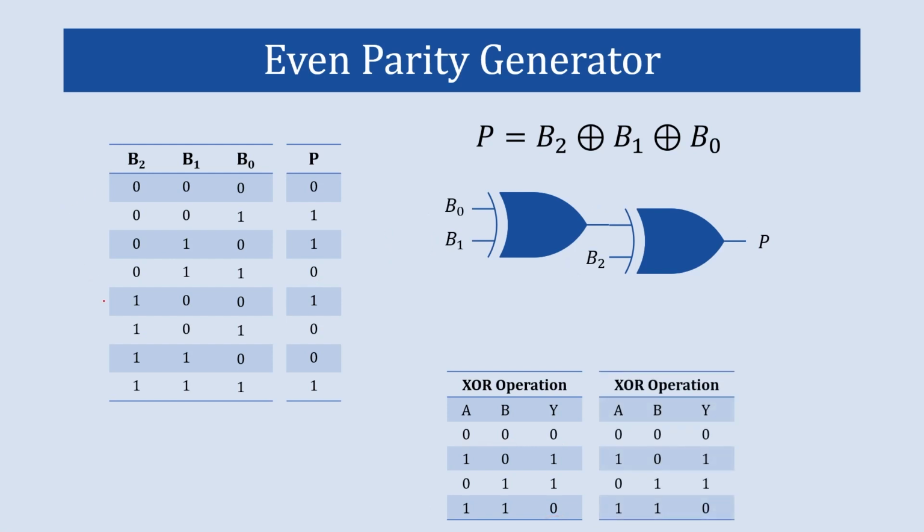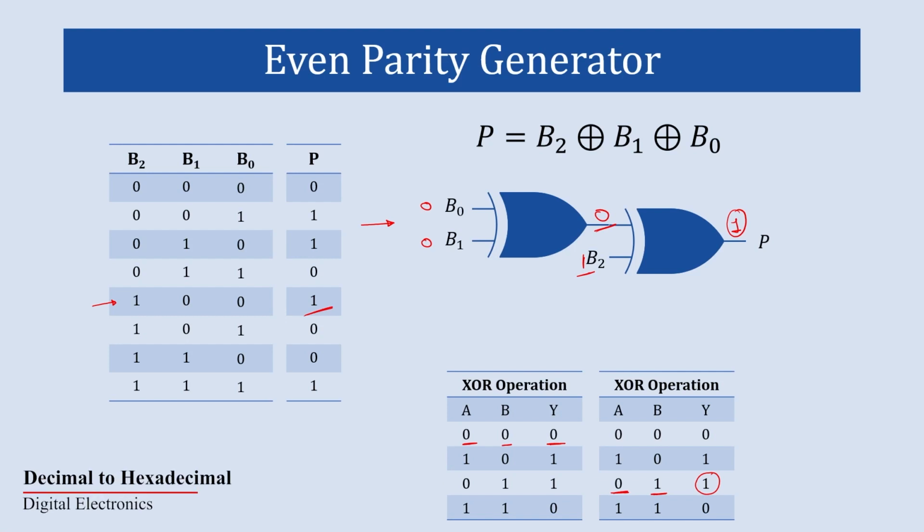Now let's take another example. Let's say we take this example. So this is the data 1, 0, 0. So B0 is 0, B1 is 0 and B2 is 1. When both inputs to the XOR gate are 0, the output will be 0. So we'll get 0 over here. When one input is 0 and the other one is 1, the output is 1. So we'll get 1 over here. And the same one we are getting here in our parity bit table. Hence it proves that our circuit is correct and working properly. So this is how the even parity generator circuit works.